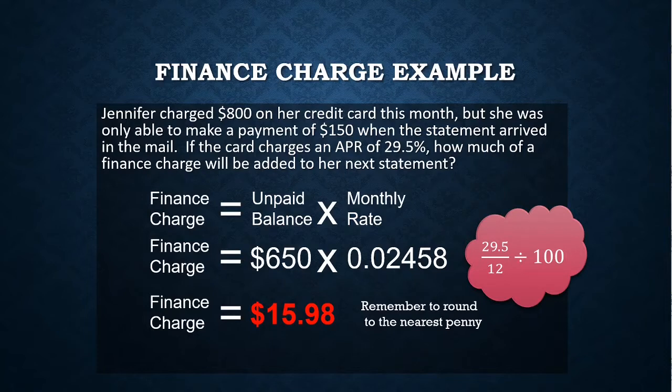For example, don't take that monthly rate and just say it's 0.02 because you won't get the right answer for the finance charge. You may be only off by a penny or two, but if you're going to do that over multiple months, that error is going to increase every time that you round.